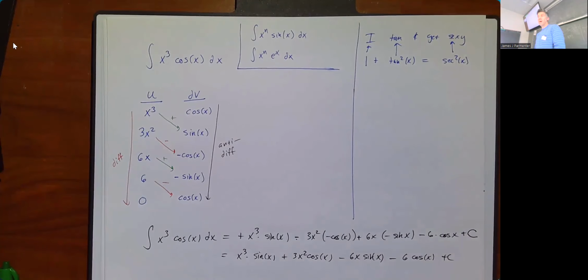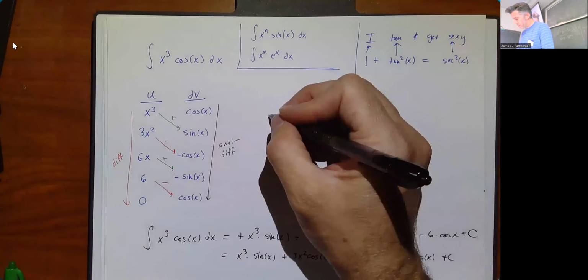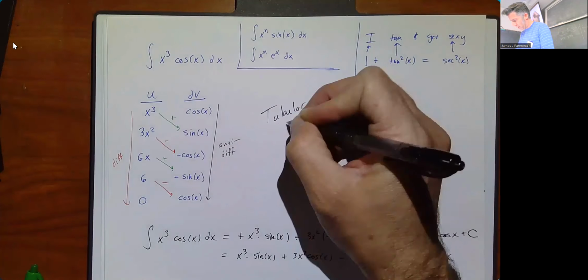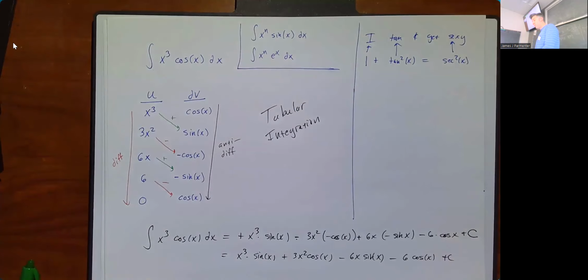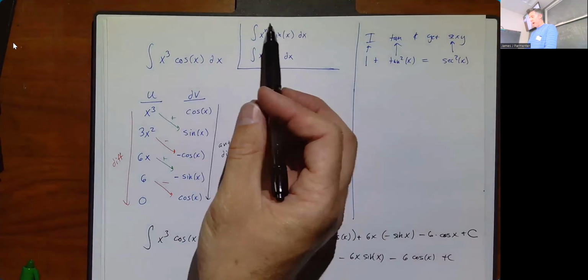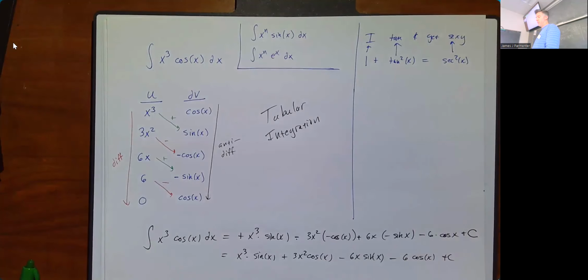And this tabular method of integration, called tabular integration because you're using a table to do it, will always work for integrals of this variety: x to a positive integer power times cosine, or x to a positive integer power times sine, or x to a positive integer power times e to the x. To backtrack a little bit, if we look back at that first integration by parts we did, which was the integral of x squared times e to the 3x, we could have used tabular integration for that as well. Let's see how.